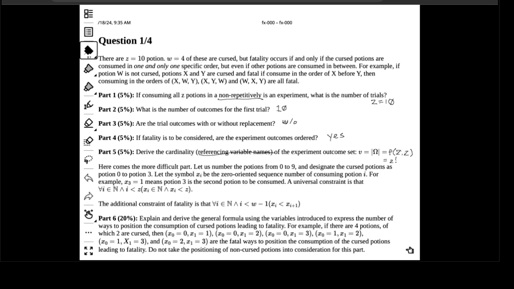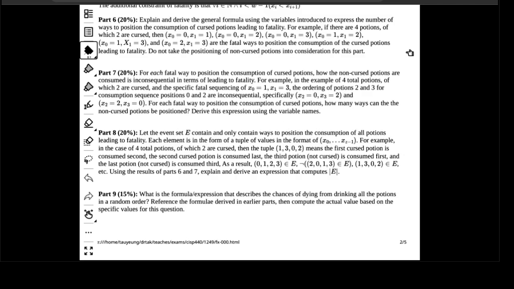There we go. All right. Do not take the positioning of non-cursed potions into consideration for this part. So that's number 6, and there's a little bit more space here to kind of answer the question.